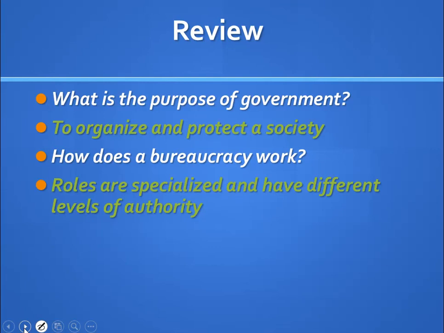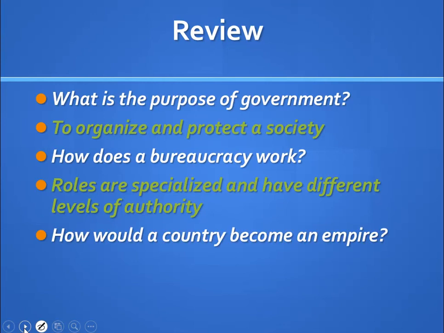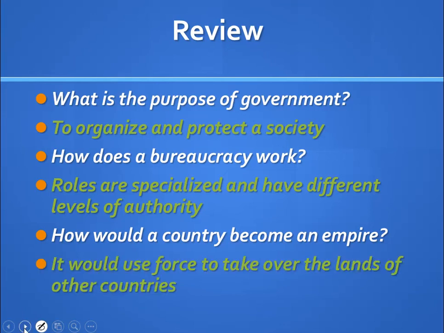We talked about the school. The military is another good example of that. Not everyone in the military shoots people with machine guns. You have people in the military who are doctors. You have people who deliver mail. You have cooks. You have janitors. So everyone in the military has a different job, different levels of authority. It's a bureaucracy. How did a country become an empire? It would use force to take over the lands of other countries and absorb those lands into its own. Expanding its borders by force makes it an empire.